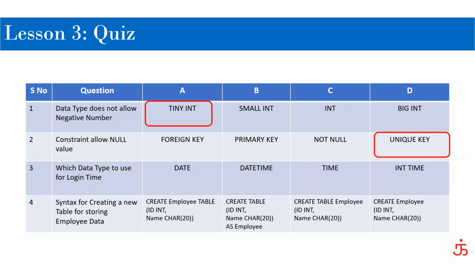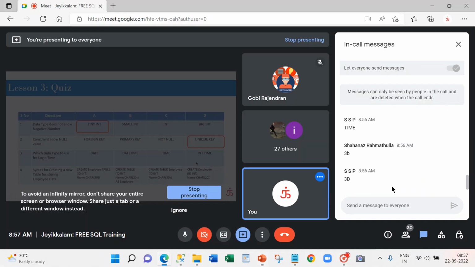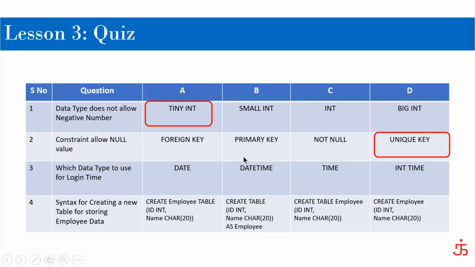Then the third is which data type to use for login time. Let's say what time an employee comes into the office and what time they go out. It's more of a login time, when you logged into the system, computer, and logged out from the system. Do you define that field as date or date time, time or in time? Yeah, 3D. Whoever put D, just see whether we have a data type called in time. I don't think we have a data type called int time. So 3B, I saw some people put that, is the right answer.